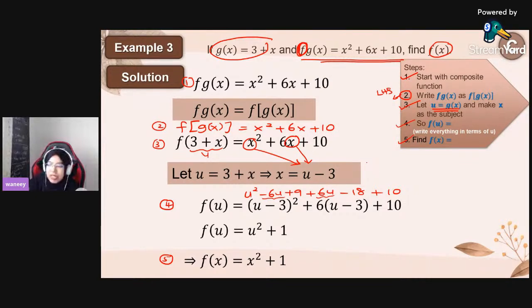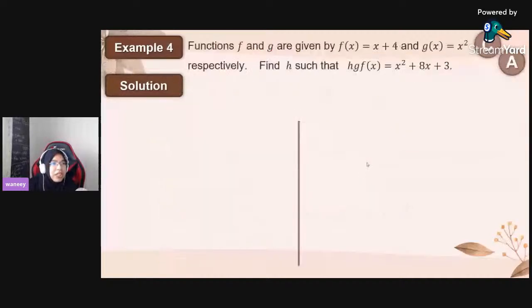Let us proceed with the last example for today, which is example 4. Okay, so function f and g are given by f(x) is x plus 4, g(x) is x squared. Find h such that hgf is x squared plus 8x plus 3. Okay, so we want to find h. Where is h? H is over here. So this is the outermost function. So sebab tu saya tulis case C dekat sini. The outermost function.